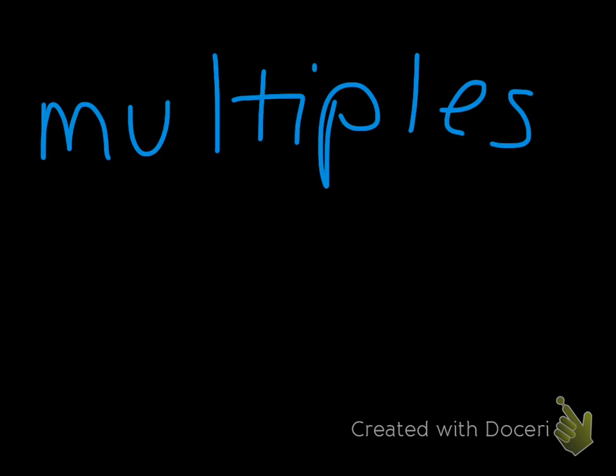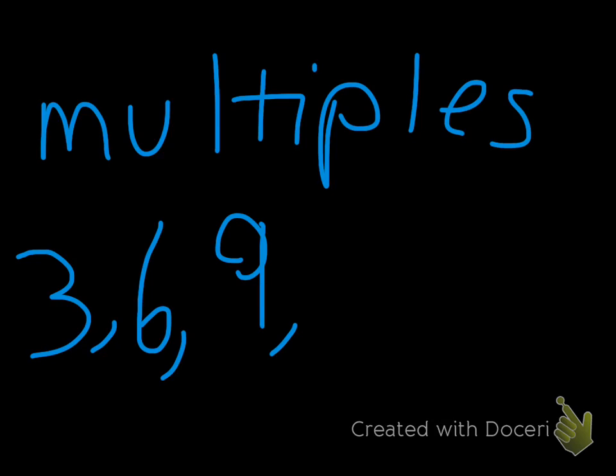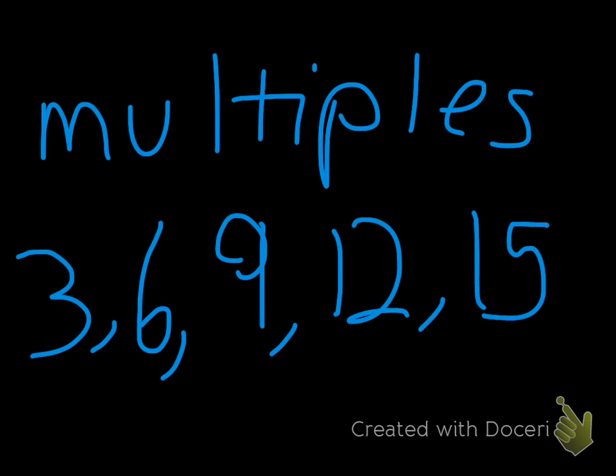We're also going to talk about multiples. Multiples are the answer when you multiply. It's kind of like skip counting. So if we're going to find the multiples of the number 3, it would be 3, 6, 9, 12, 15. These are all multiples of 3 because we're skip counting by 3s.